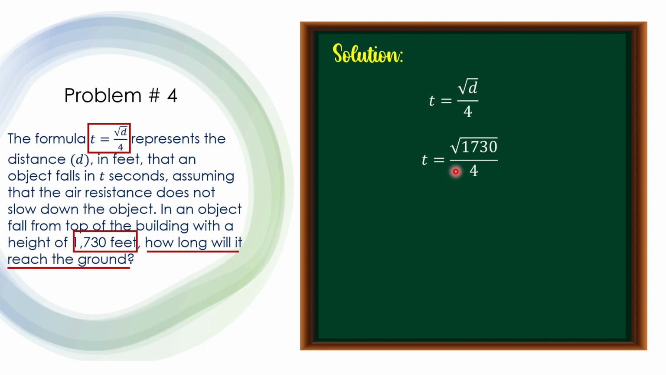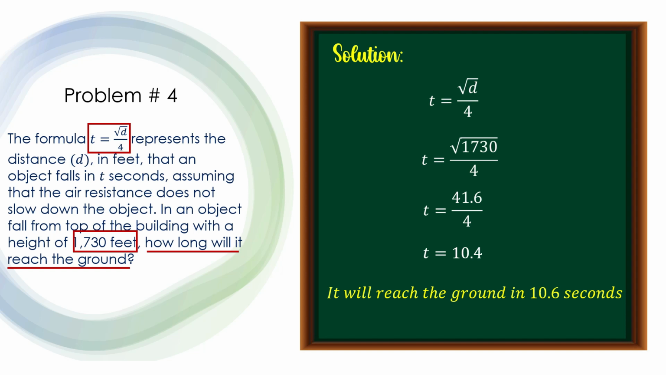So in order to avoid that, let us just simply evaluate the square root of 1,730 here, in which this one is equal to 41.6 after rounding it off to the nearest tenth. Therefore, t is equal to 41.6 over 4. And 41.6 divided by 4 is equal to 10.4. And that is the value of our t. Therefore, the object will reach the ground in 10.4 seconds.